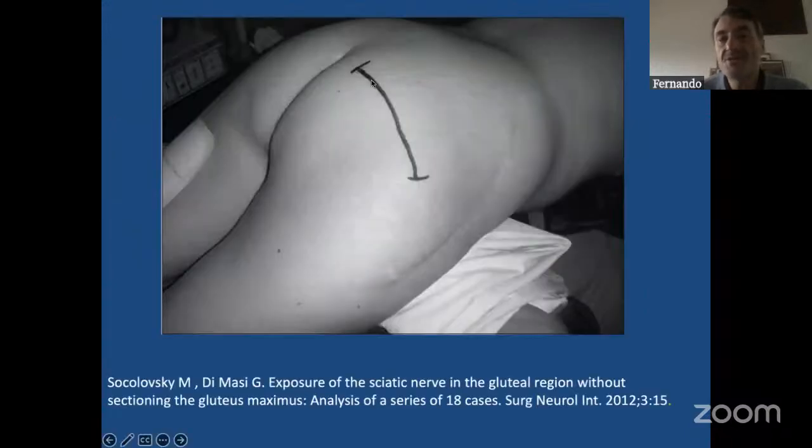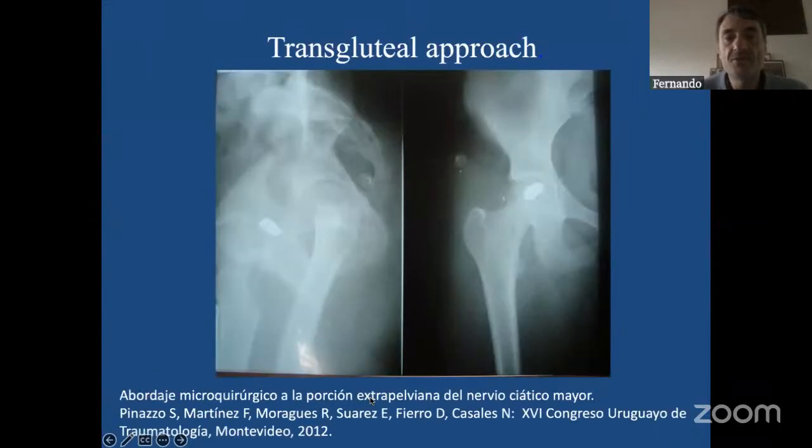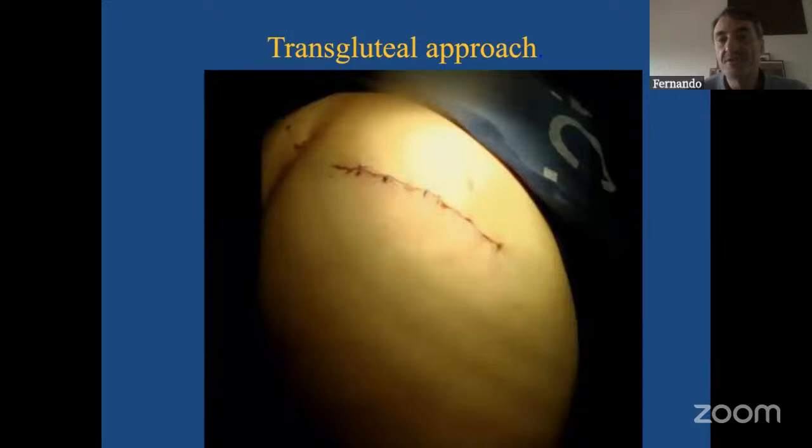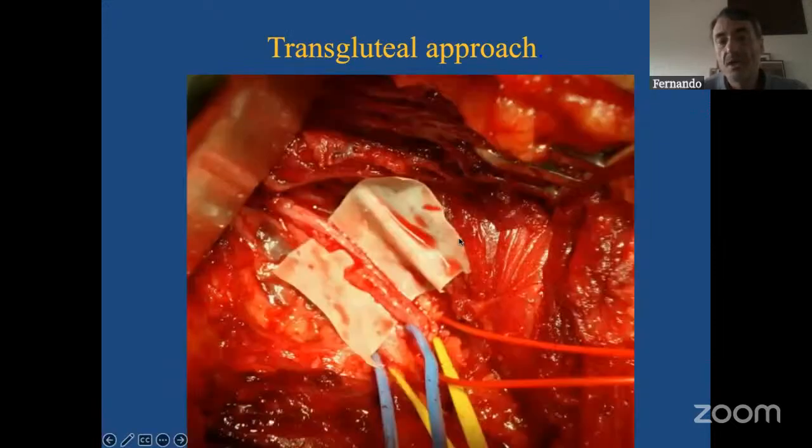This is the incision we use for the transgluteal approach, taken from this paper of our friend Mariano. And I will show you a short case of a gunshot injury in the proximal part of the nerve. We can use for this approach the Stuckey approach, but we prefer to use the transgluteal approach. And look at the exposure that we have of the sciatic nerve.